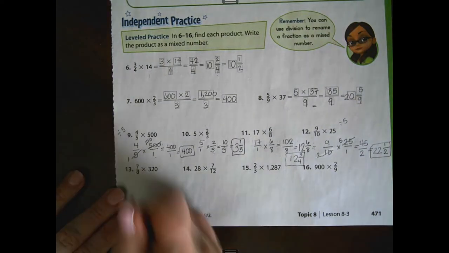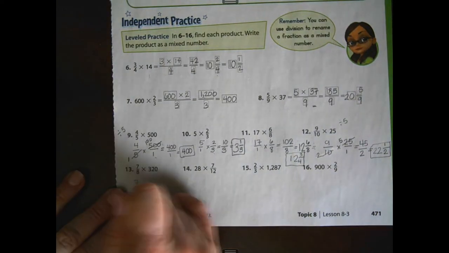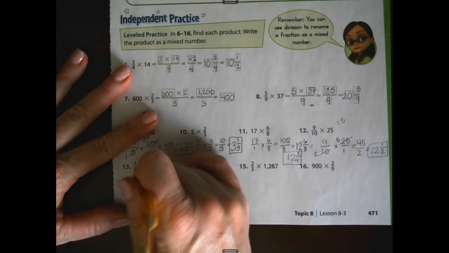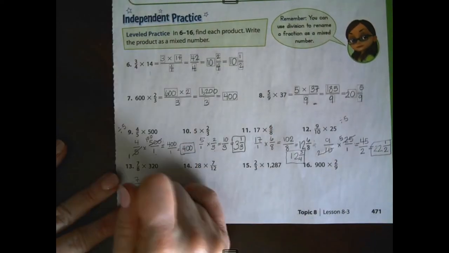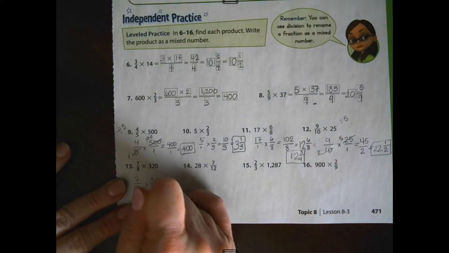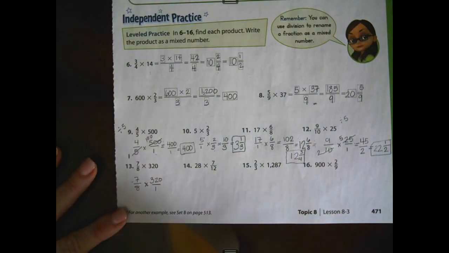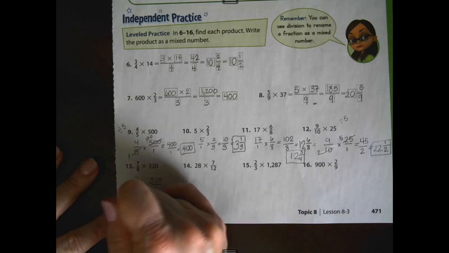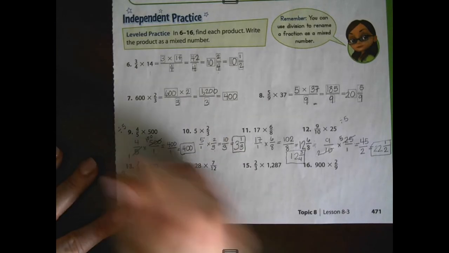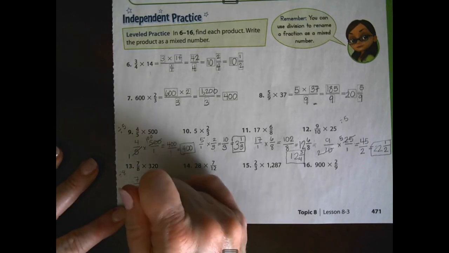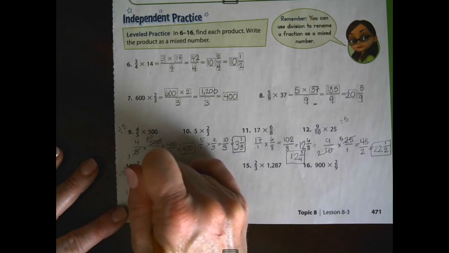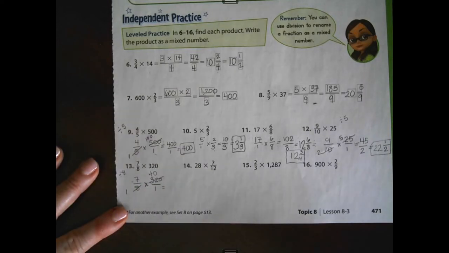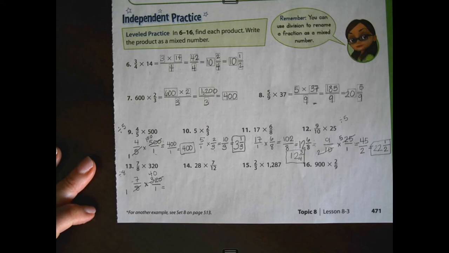So let's look at number 13. 7/8 times 320. Whoops. Over 1. You know, I know that 8 is the common factor. 8 goes into itself 1 time. Make a little note there. And I know that 8 goes into 32 4 times, and then I have that 0 left over. So using some of those mental math skills that we've been developing throughout the year helps me with that.